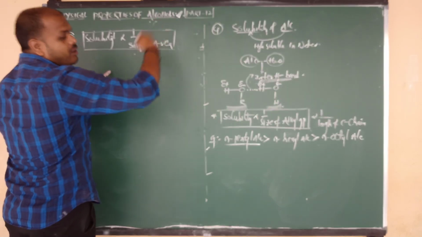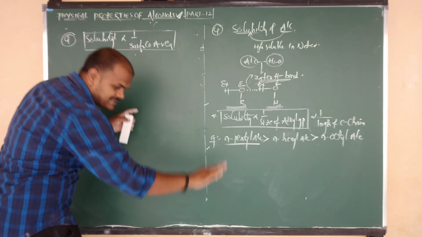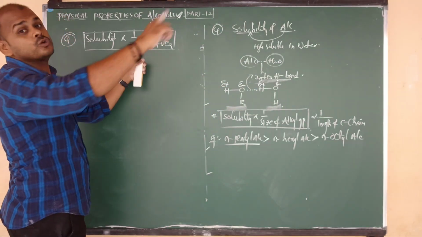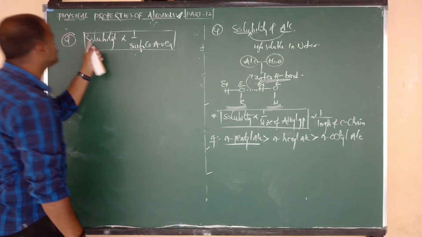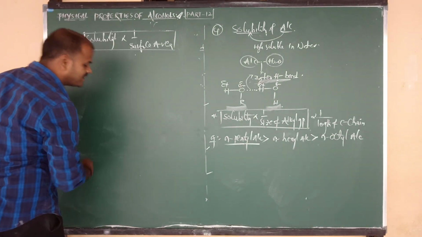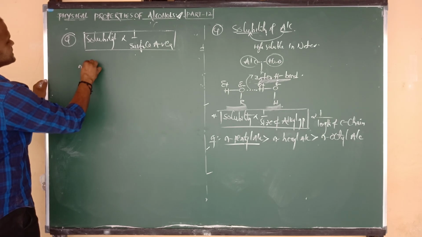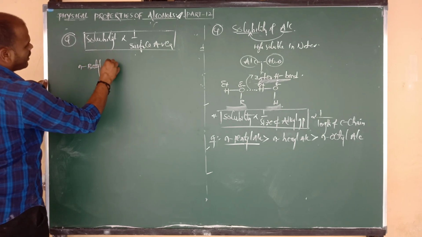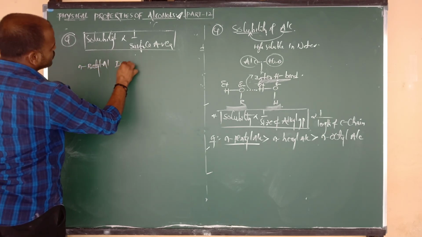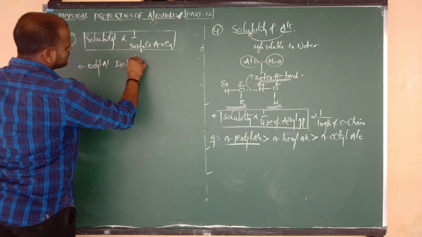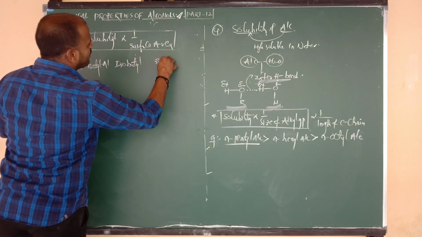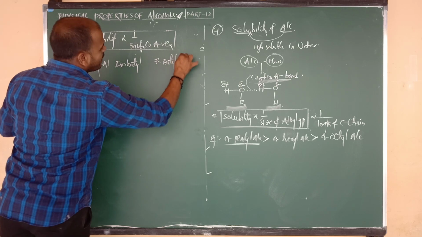As the surface area or contact area decreases, solubility increases; if surface area increases, solubility decreases. The relation is inversely proportional. Again the same question: one is n-butyl alcohol, one more is isobutyl alcohol, and one more is tertiary butyl alcohol.